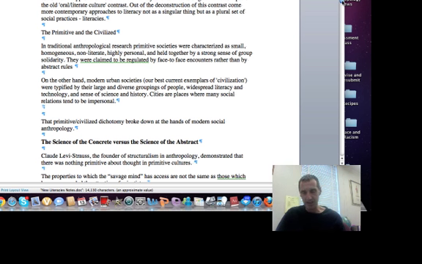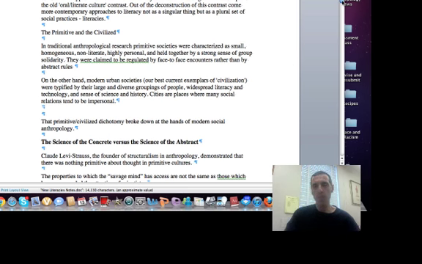On the other hand, in contrast, modern urban societies, what we call civilization, were typified by being large. And being large, there were diverse groupings of people, widespread literacy and technology, and there was science and history. Cities were places where many social relations tend to be impersonal, and life was lived in a grid of impersonal forces and rules.